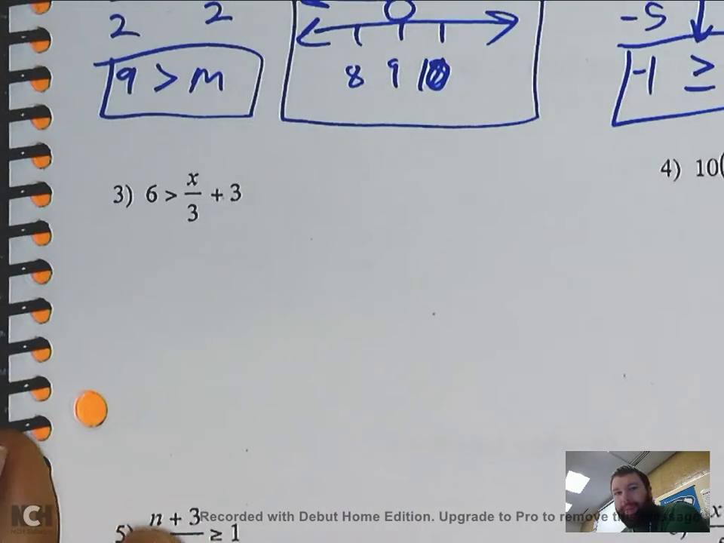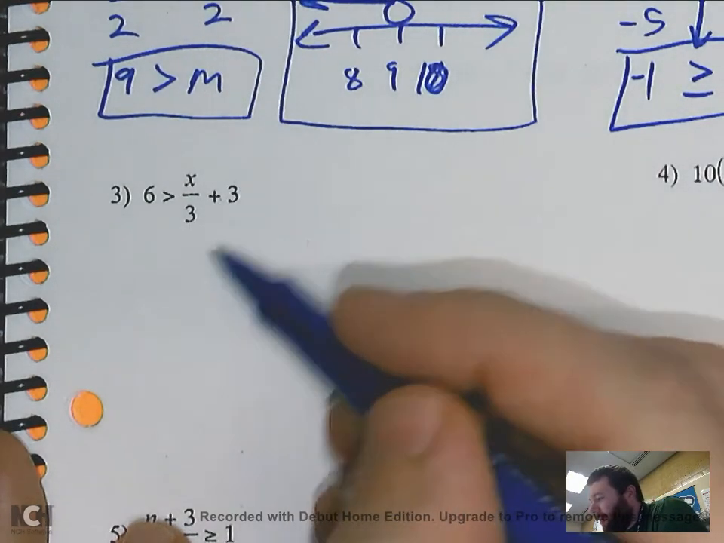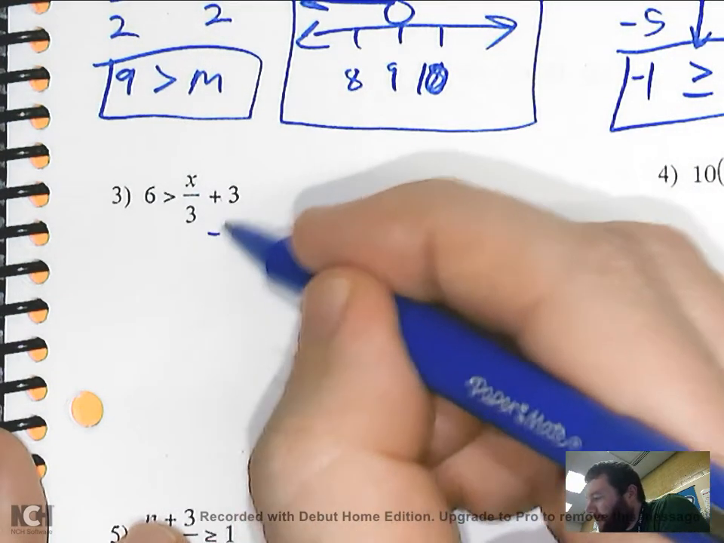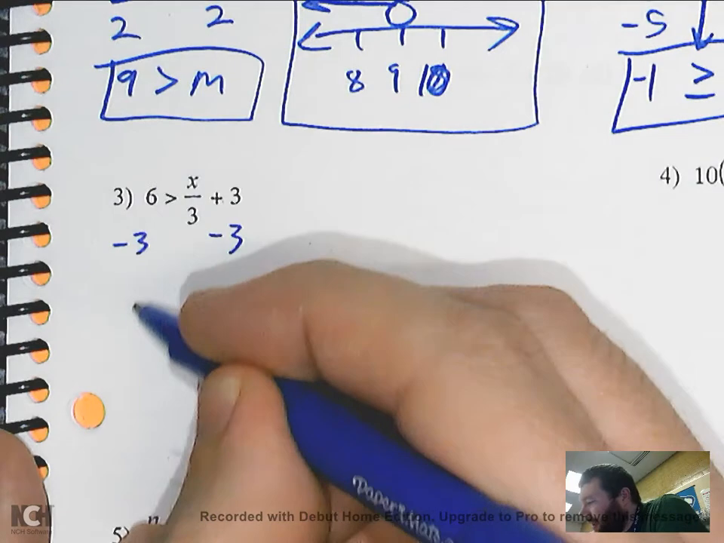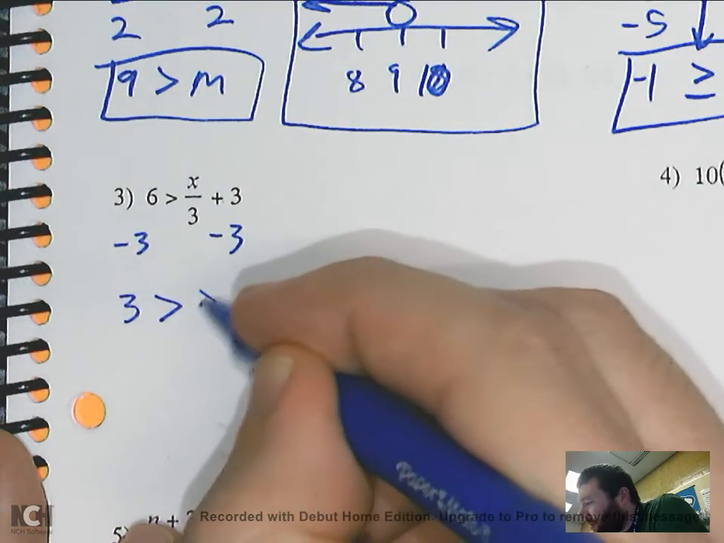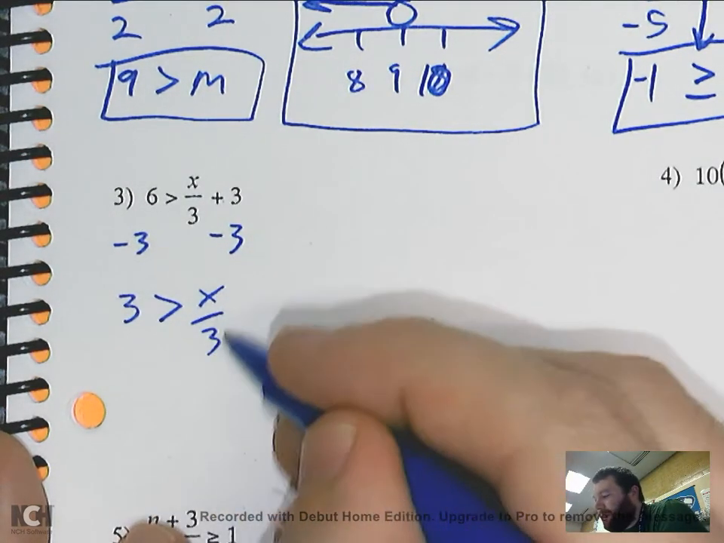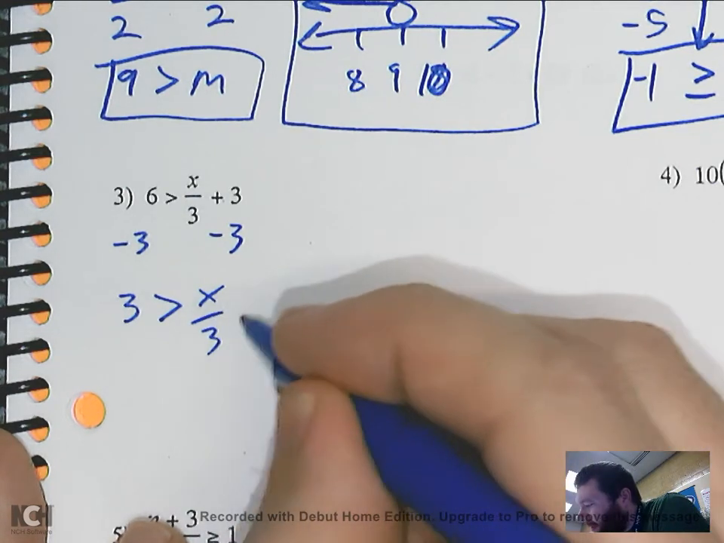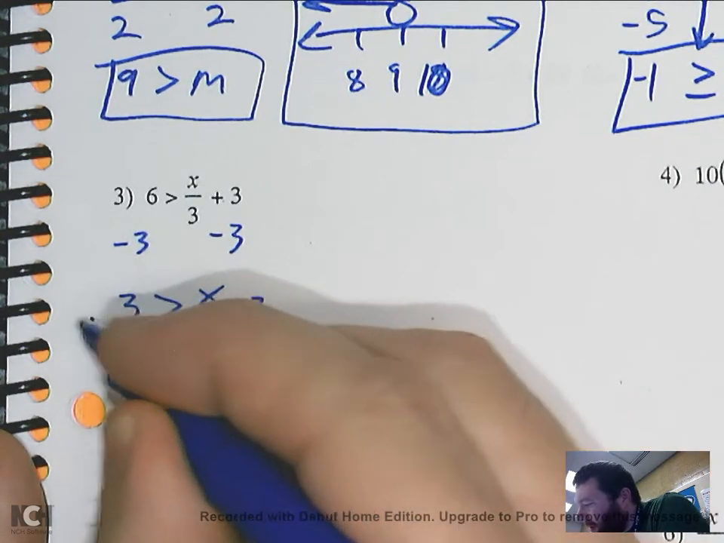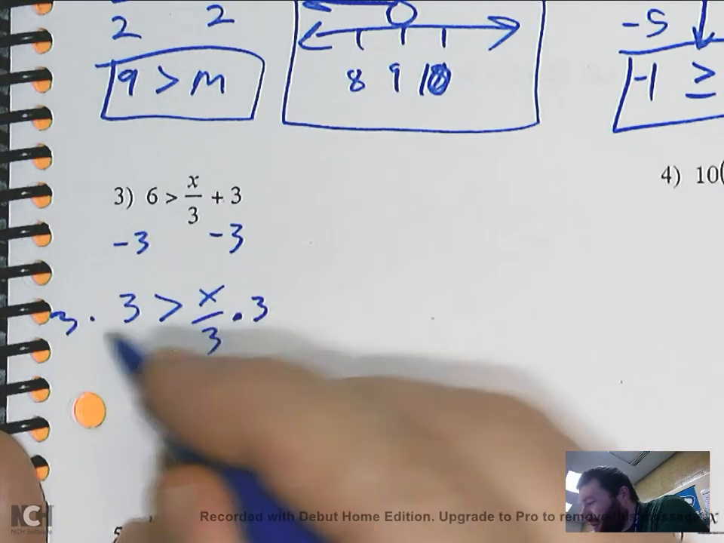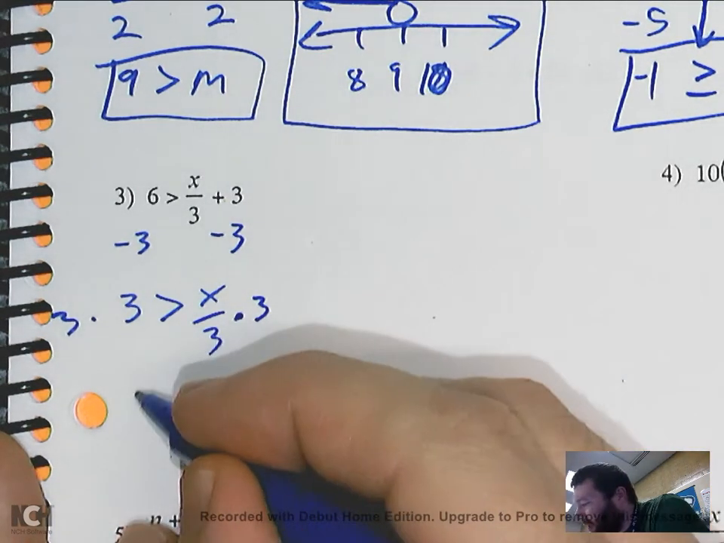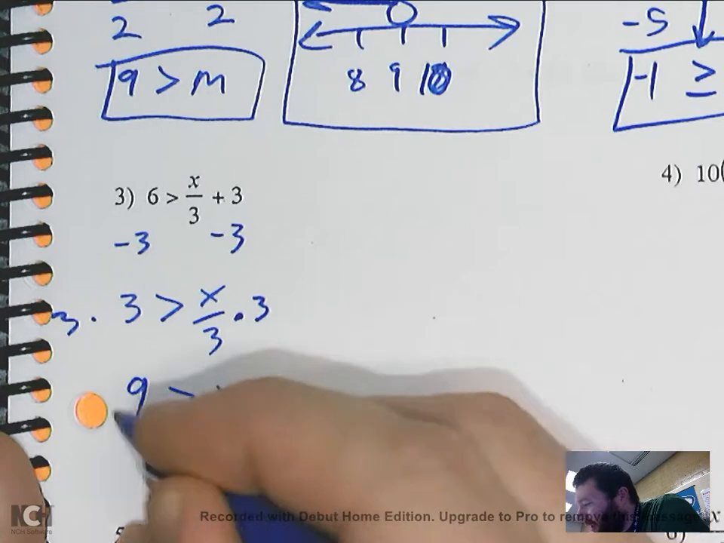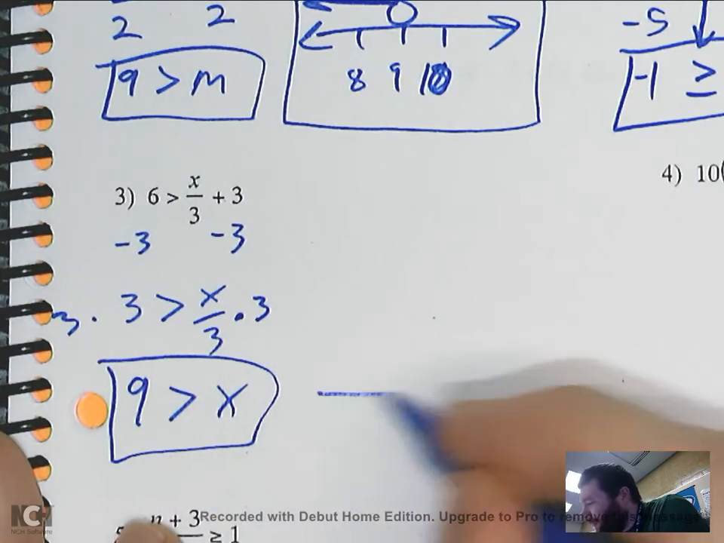So number 3. Again, we're going to move the number adding and subtracting. It's adding, so we're going to minus 3 to each side. That gives me 3 is greater than x over 3. And then I've got this best friend here. It's a creepy best friend, right? But to get rid of it, it's dividing, so we're going to multiply each side by 3. And it's a positive 3, so it doesn't do anything with the inequality sign. So I'm going to have 9 is greater than x. And there's one answer. Then I'm going to graph it.